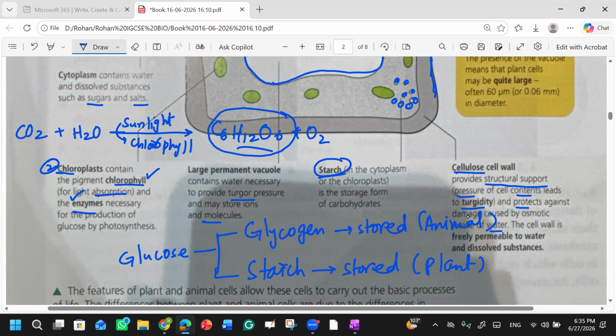What is meant by protect against damage? It means if there is more water in the cell, it will not burst or break. Why will it not break? Because of the cell wall.